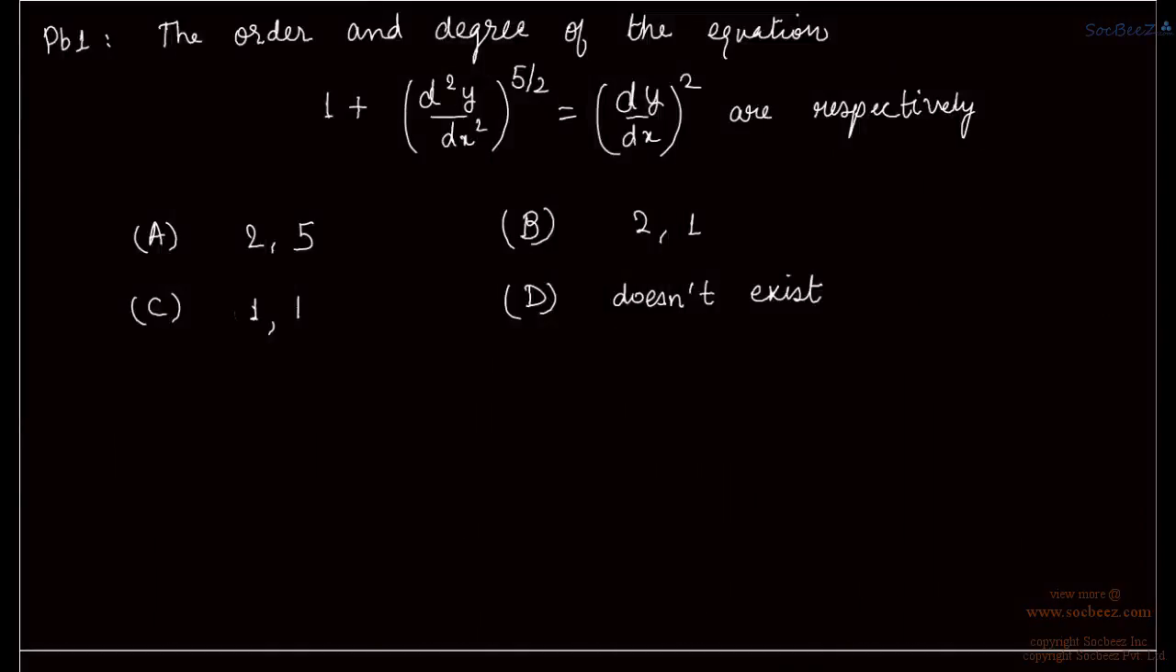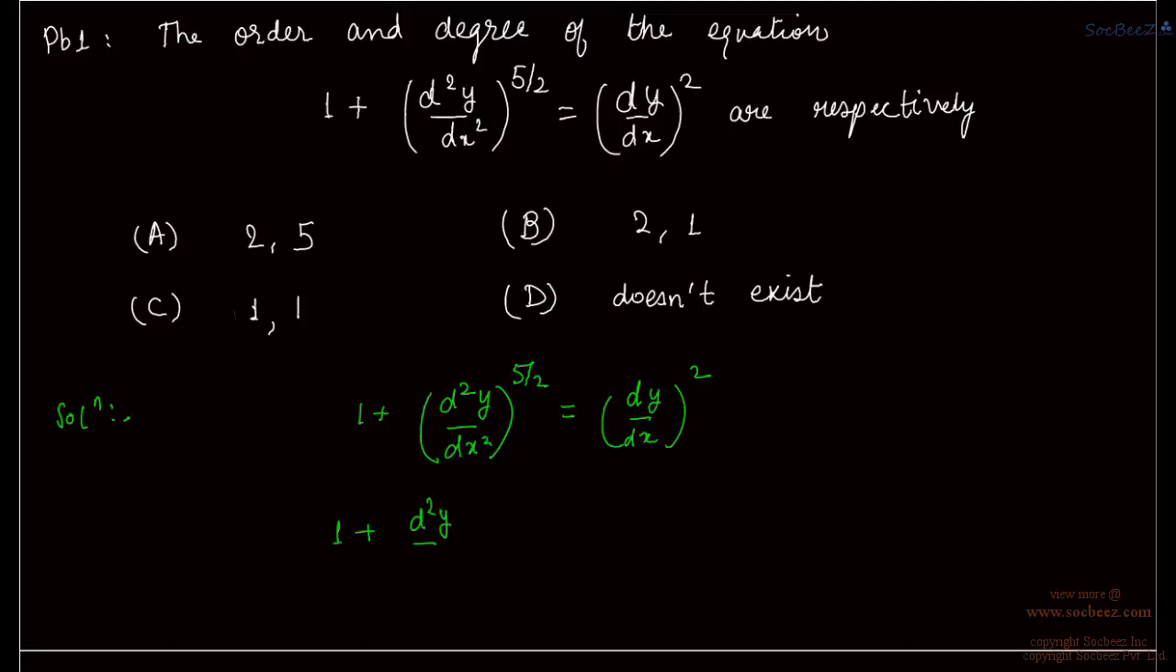So we have problem number 1. The order and degree of the equation (1 + d²y/dx²)^(5/2) = dy/dx. So we have to find the order and degree of the equation. This equation can be written in the form, if we take the whole square on both sides, then we will be getting 1 + d²y/dx² to the power 5.